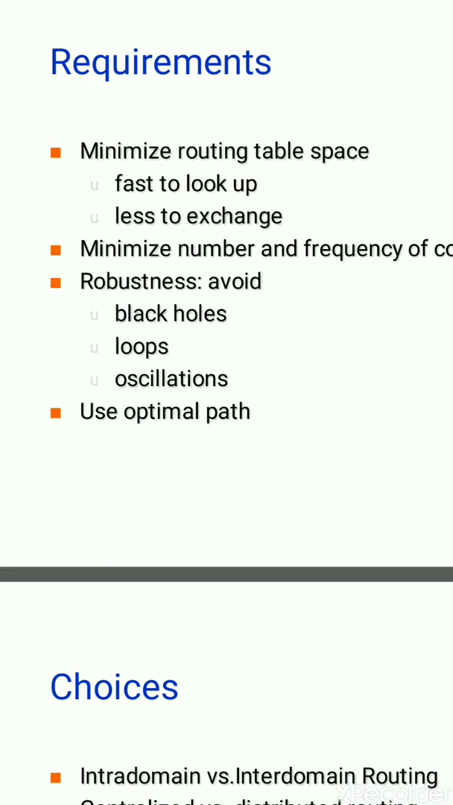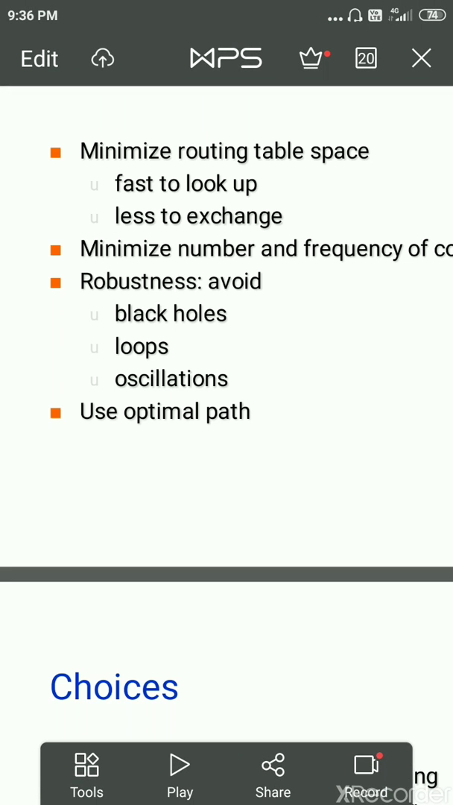They must be minimum. Another requirement is robustness. Robustness means if a router is on, then it is expected that it will work for a long future, and it must avoid black holes. Black hole means that in future it will not go down, or it will not absorb each packet. Number two, there must be no loops. Loop means if a packet goes out from one outgoing port and comes back to the same router, then this problem is called the looping problem. Third is oscillation, in which a packet oscillates between two or three routers. This is called the oscillation problem. And the last requirement of a routing algorithm is that it must use the minimum or optimal path.